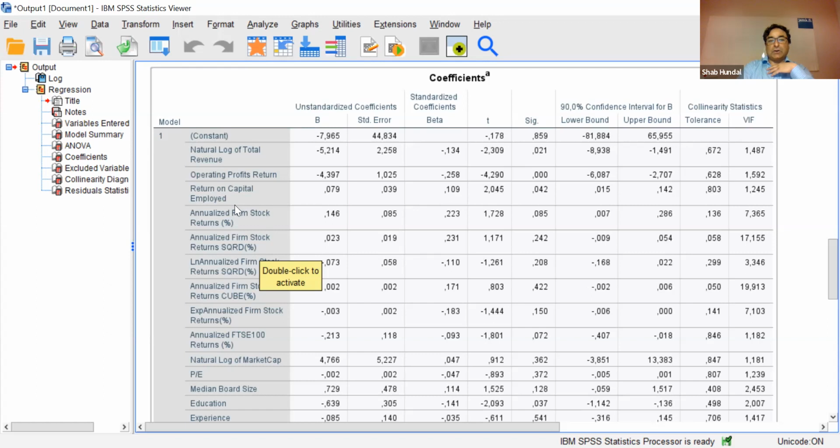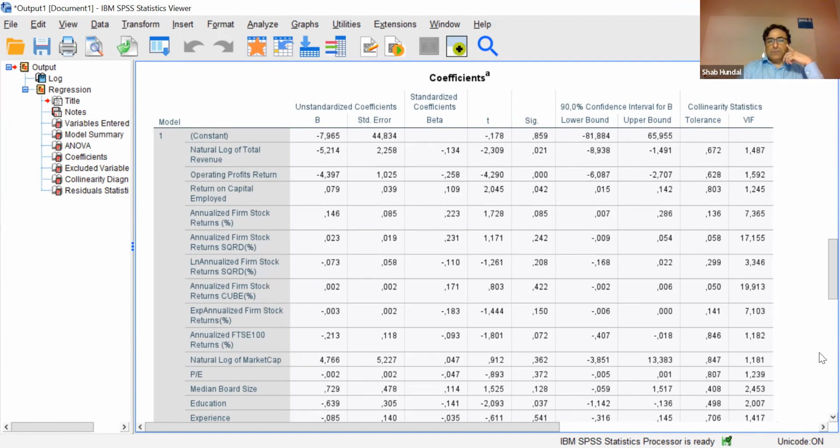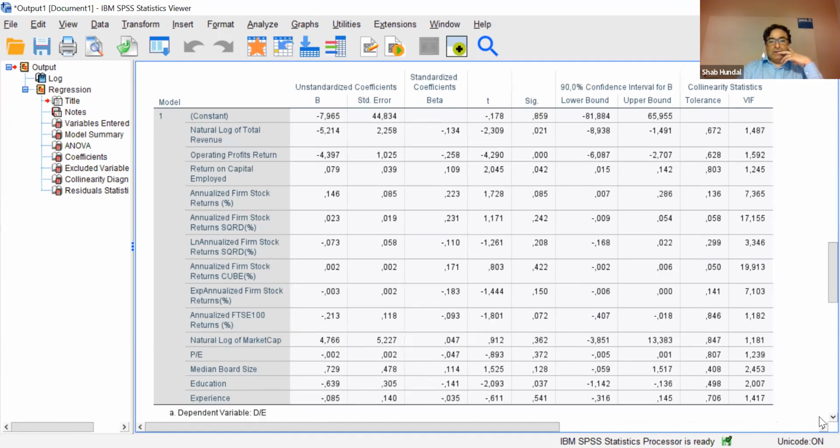So you can see that the non-linear transformation of the stock return is not significant. The linear form of the stock return is more effective. We cubed it, we did all types of things, but the significance level is very high, which means the level of confidence is very low. And then we also checked with the index.